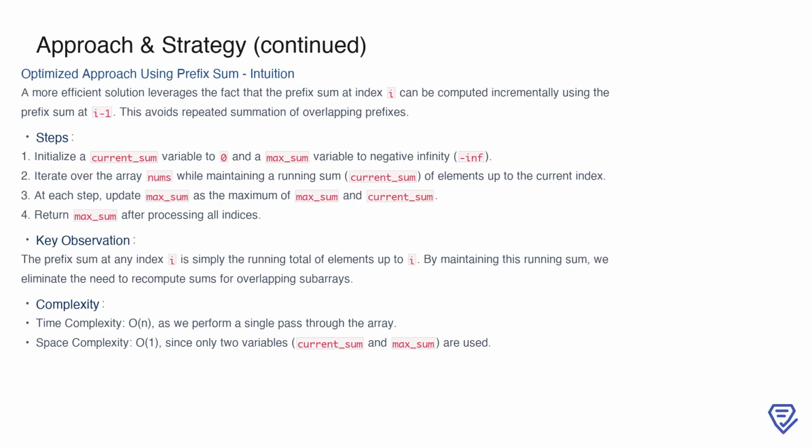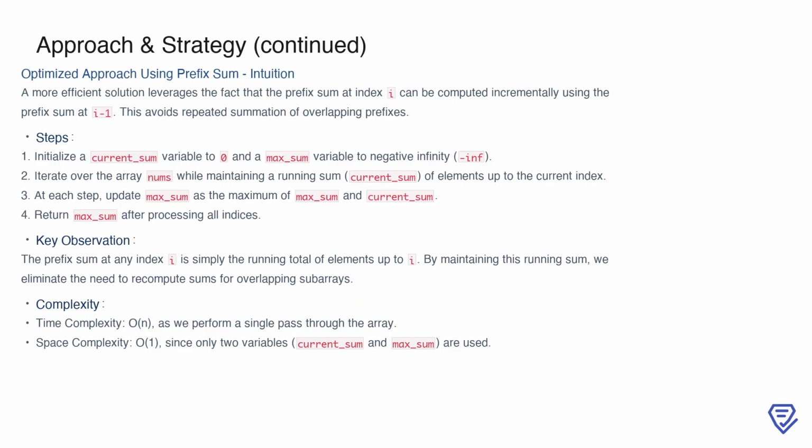A more efficient solution is an optimized approach that leverages the concept of incremental prefix sums. Instead of recalculating sums for every index, we maintain a running total of elements as we iterate through the array. At each step, this running total represents the prefix sum at the current index. To implement this, we initialize two variables, one to store the current running sum and another to track the maximum sum encountered so far. As we process each element, we update the running sum and compare it with the current maximum, updating the maximum if the running sum is greater.